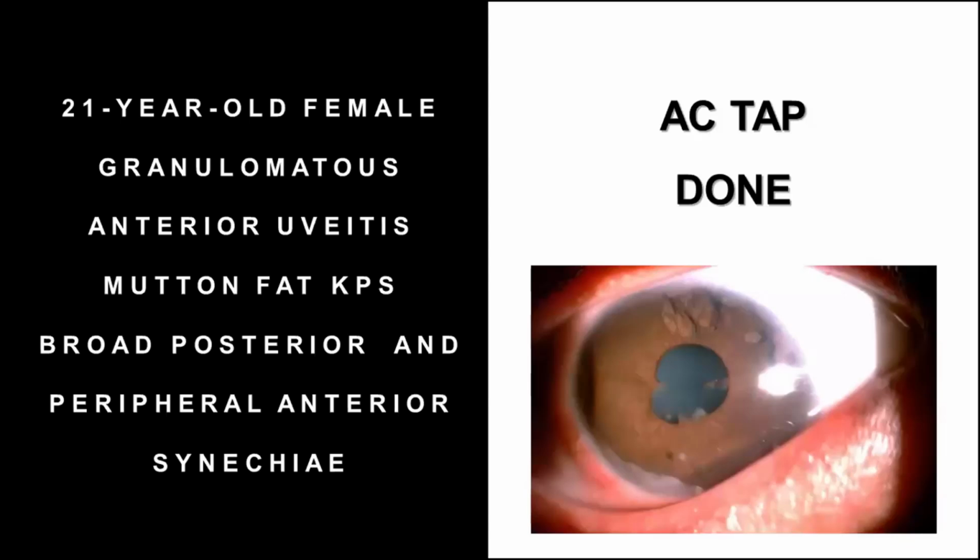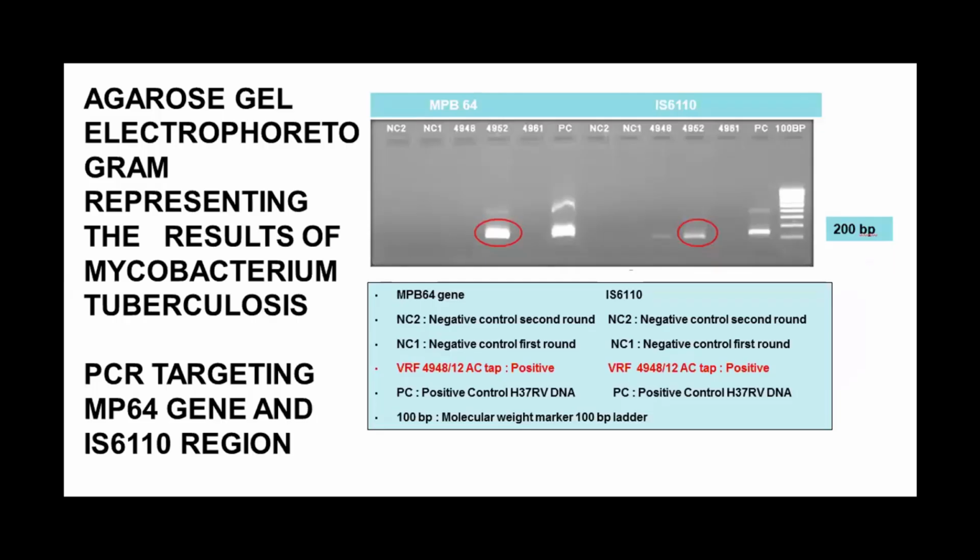This is an example, a 20-year-old female with granulomatous anterior uveitis and mutton fat KPs. You can see the broad posterior synechiae and peripheral anterior synechiae. In this case, we did an anterior chamber tap and subjected it to polymerase chain reaction for the Mycobacterium tuberculosis genome. The PCR for Mycobacterium tuberculosis DNA, MPB64 and IS6110, were both positive, and this patient was treated with antitubercular treatment.